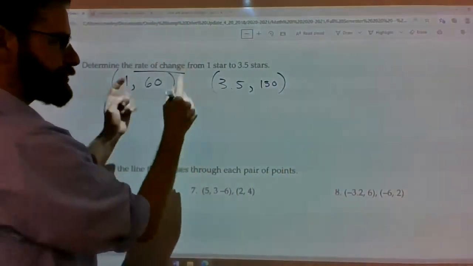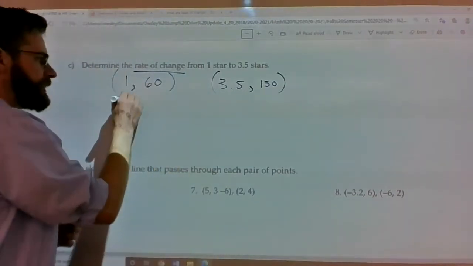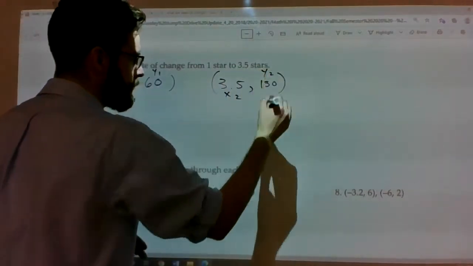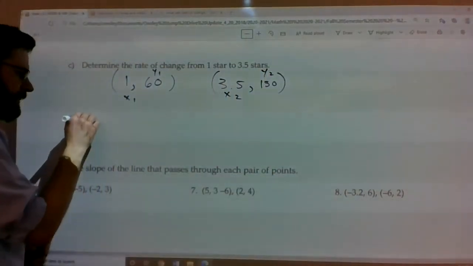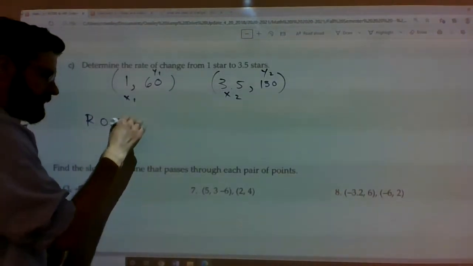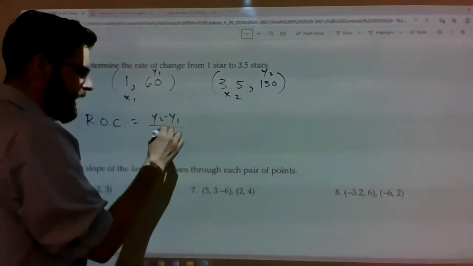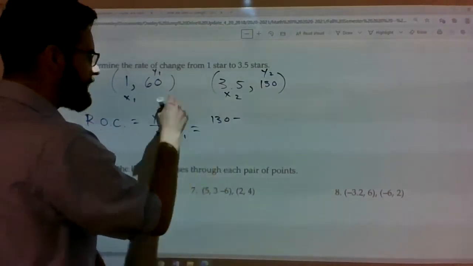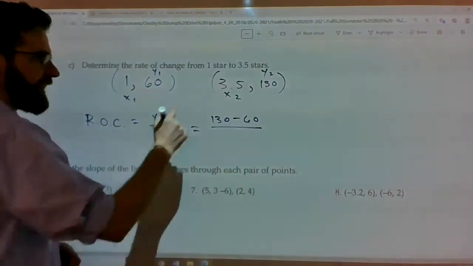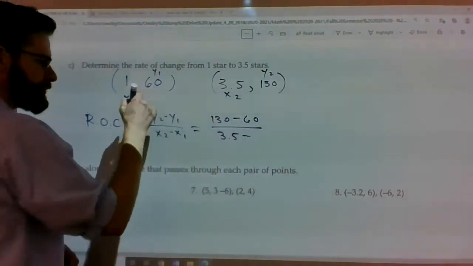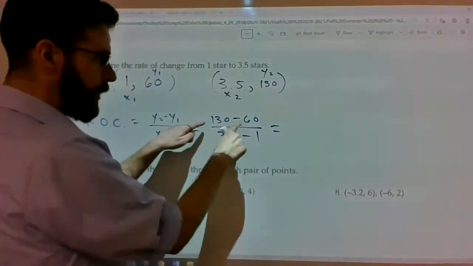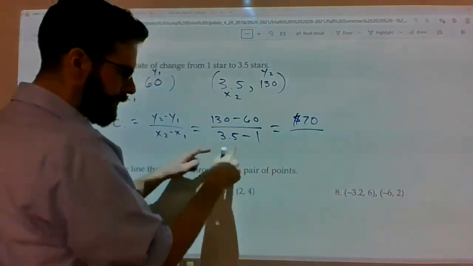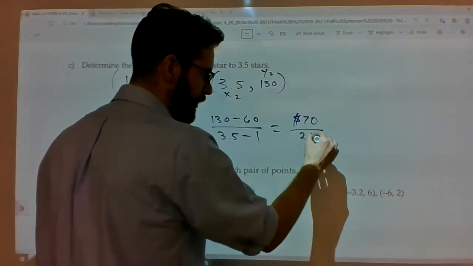What's the rate of change from 1 star to 3.5 stars? Well, you got X's here. You've got Y's right here. The formula that you now have is the rate of change is equal to y2 minus y1 over x2 minus x1. 130 minus 60 divided by 3.5 minus 1. Okay, so 130 minus 60, that's 70. So $70 over 2.5 stars.